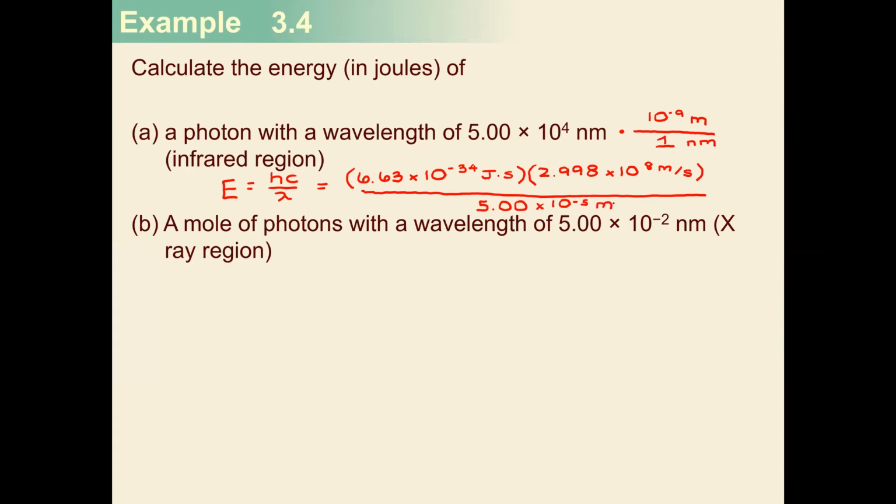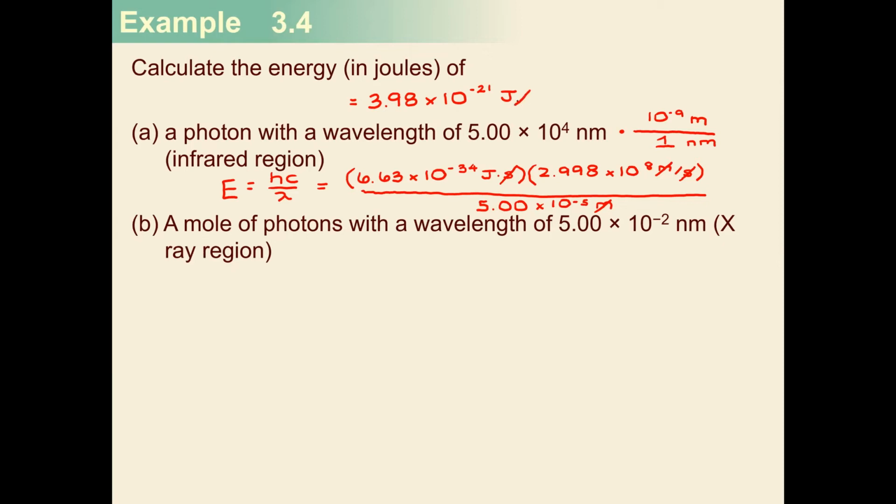So notice that our meters and meters will cancel, our per second and seconds. The only remaining unit we have left is the joule. So if I put all this information into the calculator, you will get a value of 3.98 times 10 to the minus 21st joules. But because this is of a single photon, it's actually beneficial for us to say this.